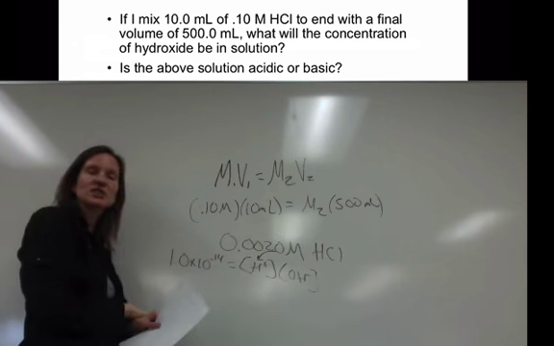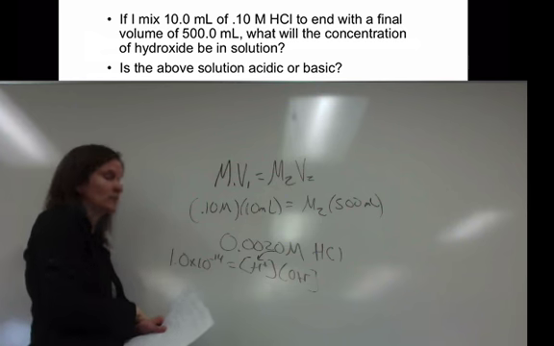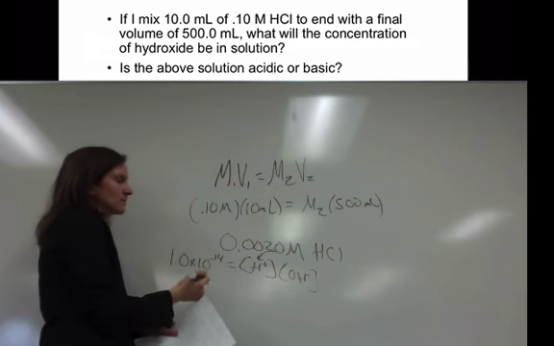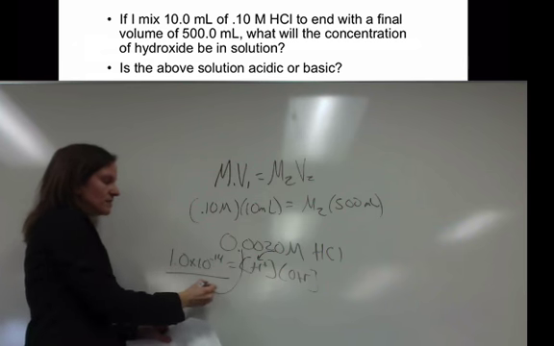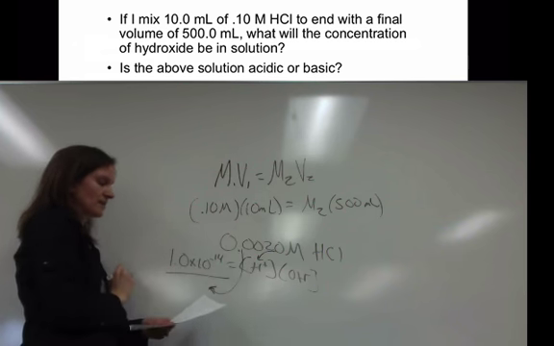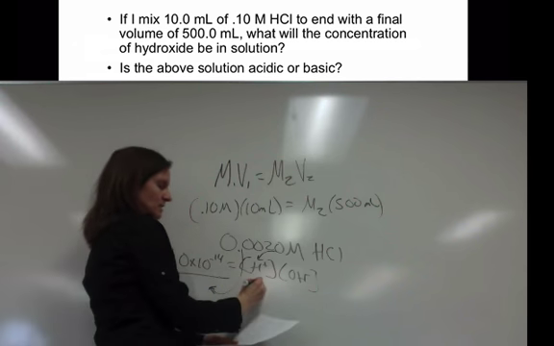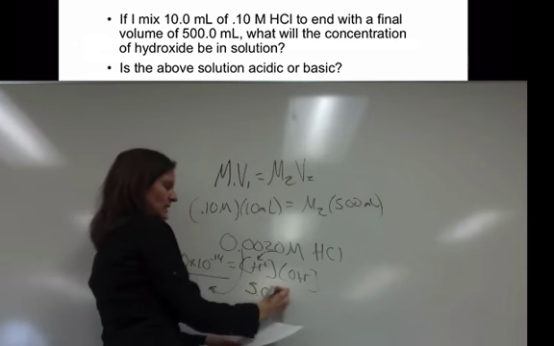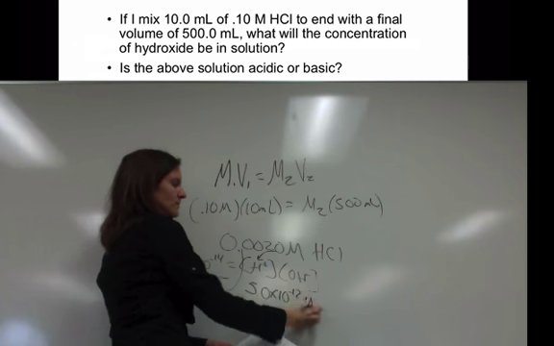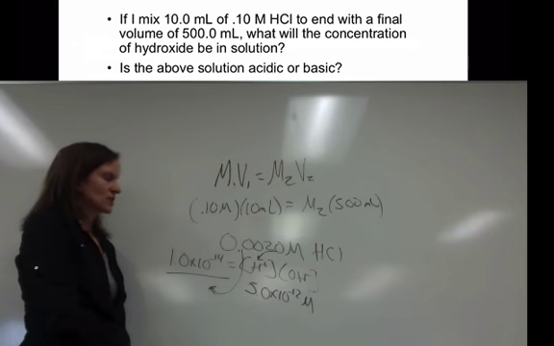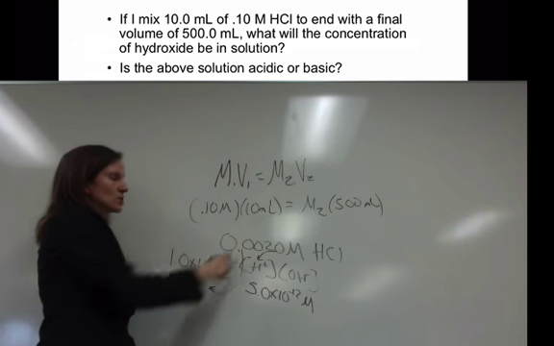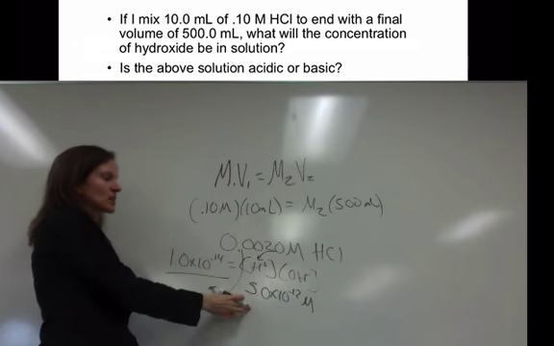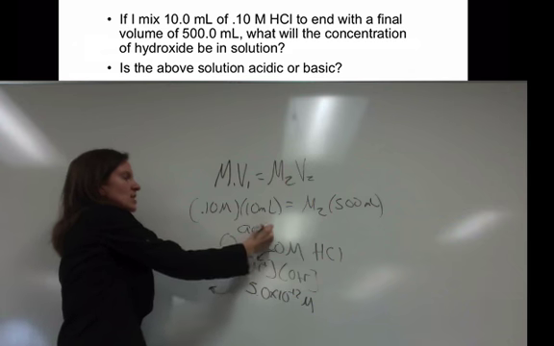From that, I can get the concentration of OH minus because these are in equilibrium. If this goes up, this goes down. So this number is eventually going to come down here and divide. And if I do that, I get a concentration of base to be 5.0 times 10 to the negative 12. Is the solution acidic or is it basic? I have 10 to the negative 12 base, 0.002 acid. I have way more acid in solution than base, so the solution is acidic.